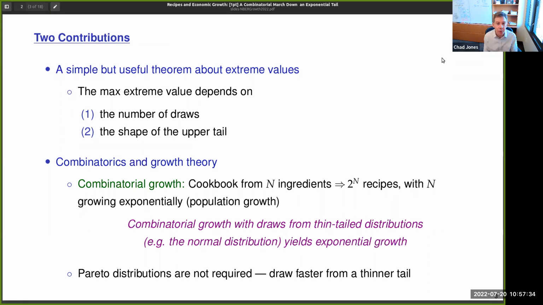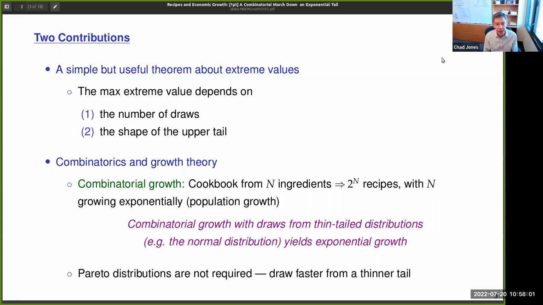One is a simple but useful theorem about extreme values. It's much simpler than other extreme value results. I'll show it to you in a second. It's a way to characterize how the max extreme value grows as a function of the number of draws and the shape of the upper tail for essentially any distribution. So it's a nice, simple, useful result for growth theory. And the second contribution of the paper is to apply it to growth theory.